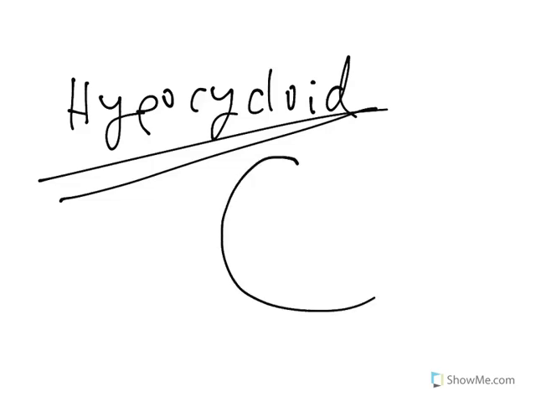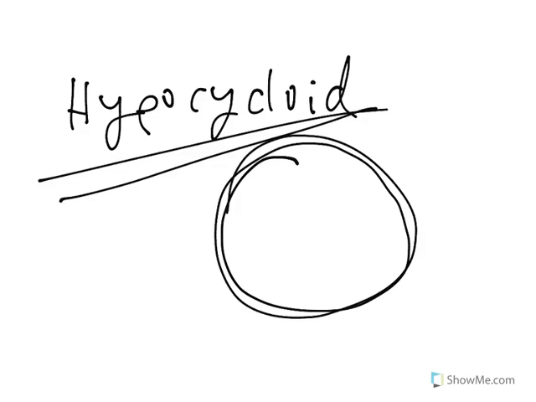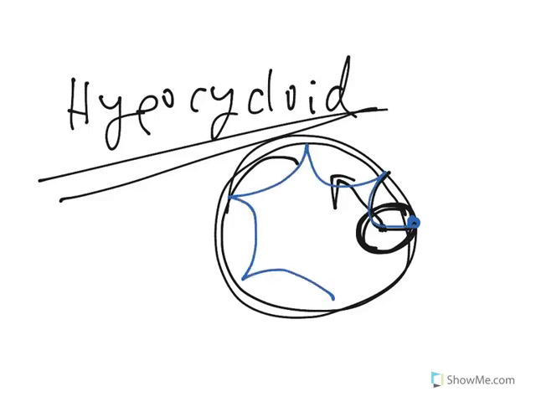A hypocycloid is when you have a circle and another circle inside of the first circle, and you take a point on that circle and we roll this smaller circle around. Maybe the center of the circle goes counterclockwise, and we end up with something like this happening.